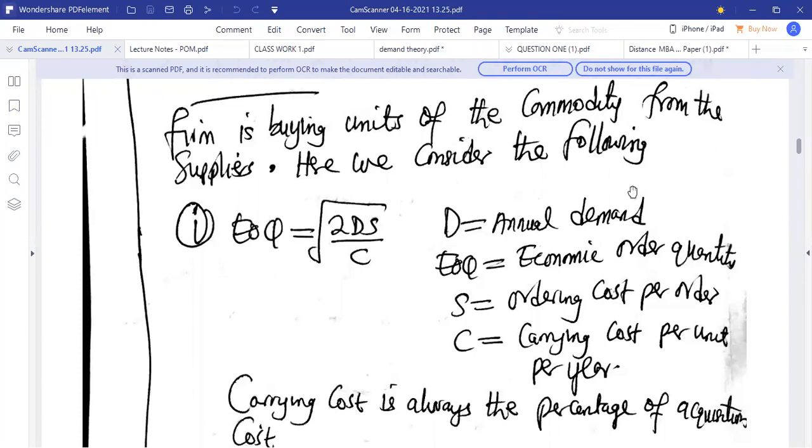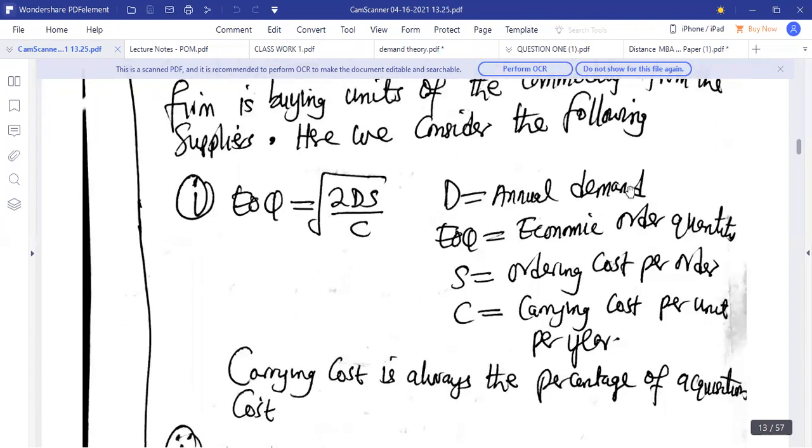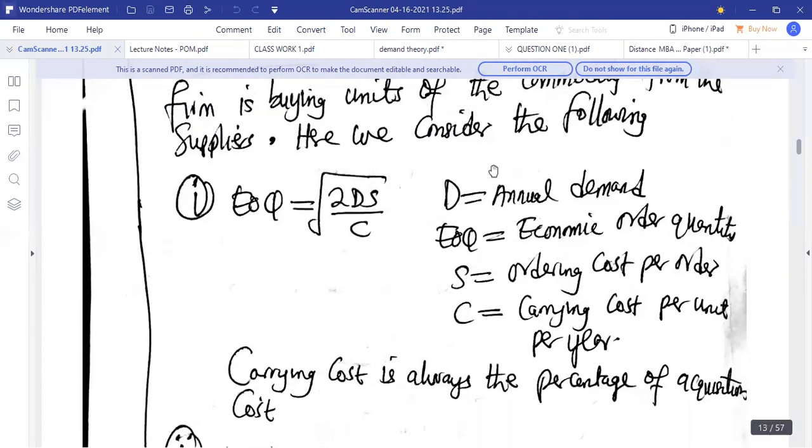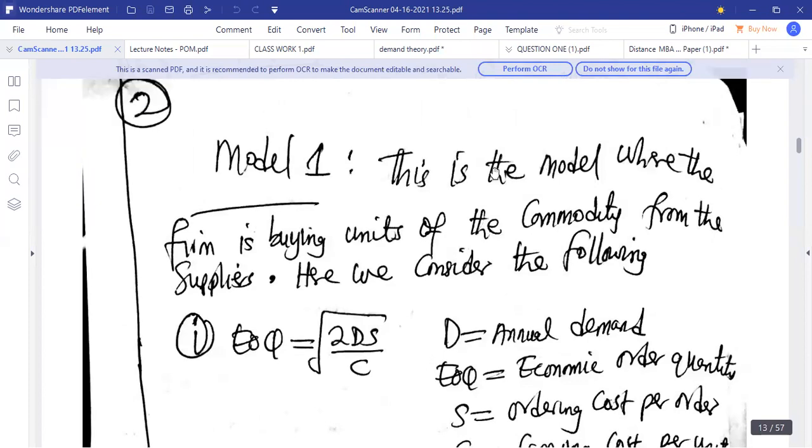Okay, so now carrying cost is always a percentage of acquisition cost, or the unit price. When we're talking about carrying cost, it's also called the holding cost or storage cost. So that's the formula to use when you're finding the economic order quantity when you're looking at the purchasing model.